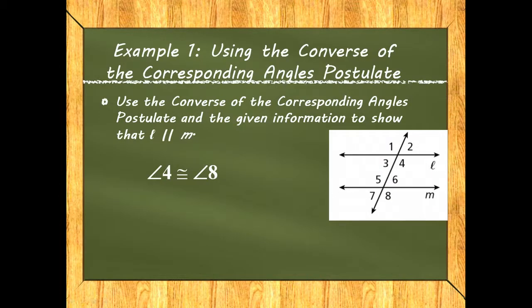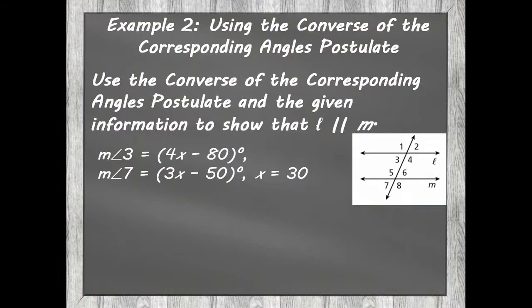Let's use this postulate and the given information to show that L is parallel to M. Given that angle 4 is congruent to angle 8, we have angle 4 is congruent to 8. 4 and 8 are corresponding angles. So L is parallel to M by the converse of corresponding angles postulate. Let's look at another one.